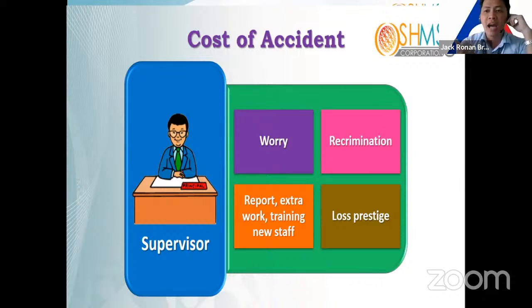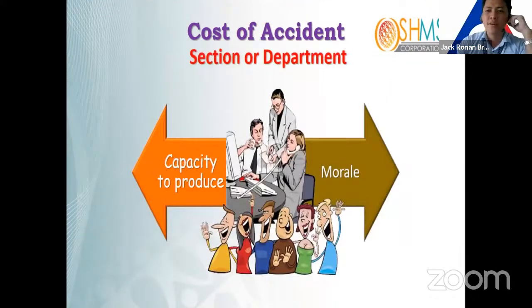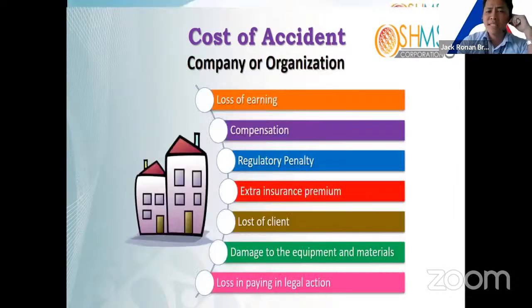Because we know that at the end of the day, you are your supervisor's responsibility. So if anything happens to you, your supervisor would be the one who's going to be obligated to answer for the fault. Next, what is the consequence of accident to your section or department? There is a loss or reduction in the capacity to produce and low morale. So the effect on your coworkers: most of them would be afraid to come back to work given that a recent accident or injury has occurred.